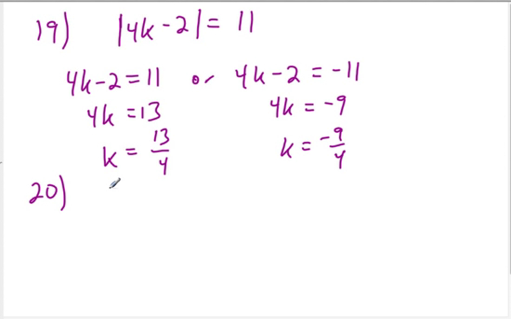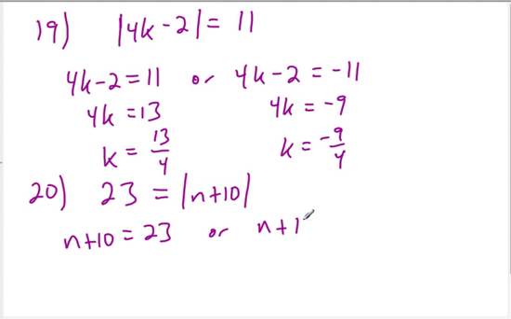For number 20, it says, this looks pretty similar, 23 equals n plus 10 in absolute value. So the same thing is going to be true. N plus 10 is going to equal 23, or it could have equaled negative 23 before the absolute value affected it. So I'm going to subtract 10 from both sides. And those are my answers. It says to check my solution. So 13 plus 10 is 23. That's true. Negative 33 plus 10 is negative 23, but then these absolute value symbols would make it positive. So these are correct.